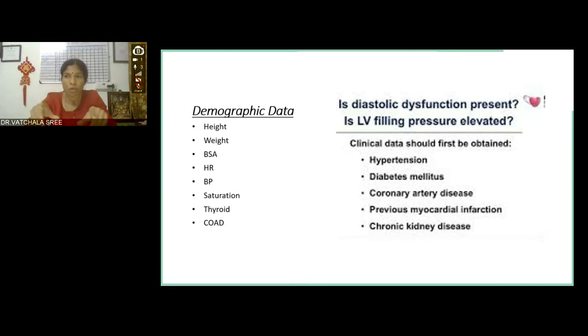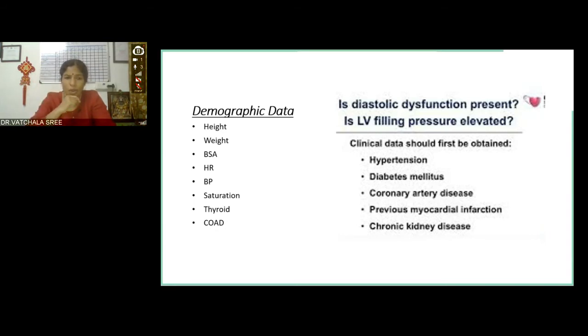So what I do in my echo lab is, regardless of whoever comes for the echo, they should have a protocol where you tick the boxes. What is the height of this patient? What is the weight? What is the heart rate and the blood pressure? Is the patient having any thyroid problem? Any lung problem? Does the patient suffer with hypertension, diabetes? Is there any previous coronary artery disease, any angiogram, angioplasty, CABG they have undergone? And is there any chronic kidney disease?